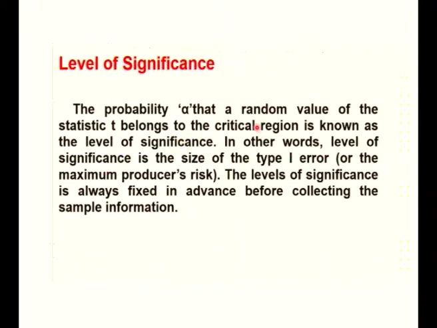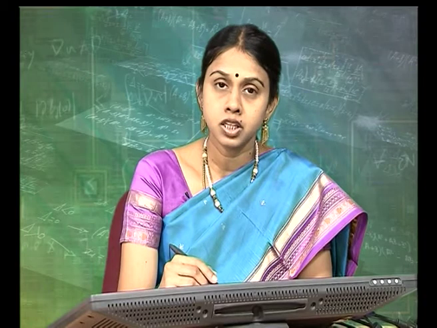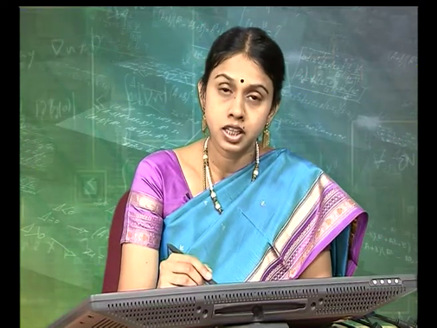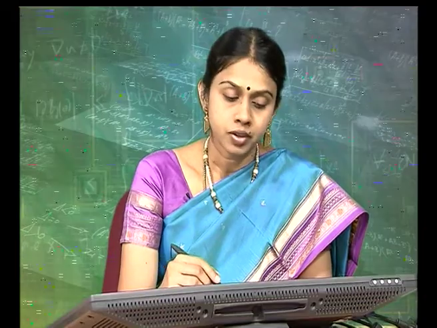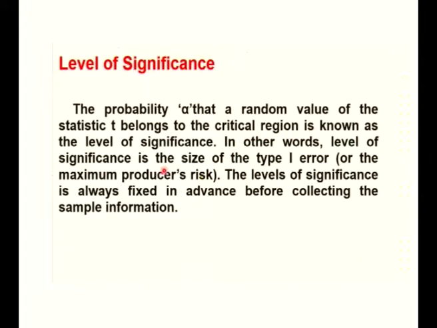We talked about the critical region as the probability of rejecting H0 when H0 is true, which is alpha. Therefore, the level of significance is the size of the type 1 error. Size of the type 1 error is nothing but the maximum producer's risk. So, the level of significance is always fixed in advance before collecting the sample information.